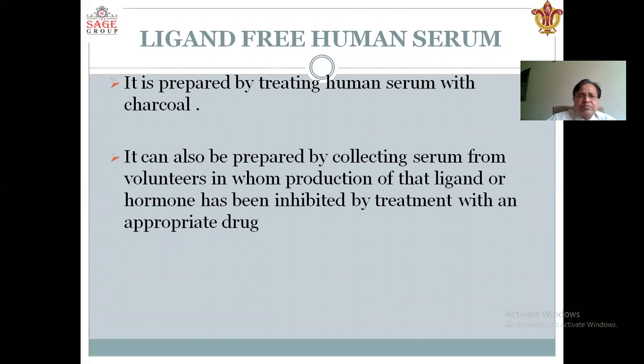Ligand-free human serum is prepared by treating human serum with charcoal. It can also be prepared by collecting serum from volunteers in whom the production of that ligand or hormone has been inhibited by treatment with an appropriate drug.